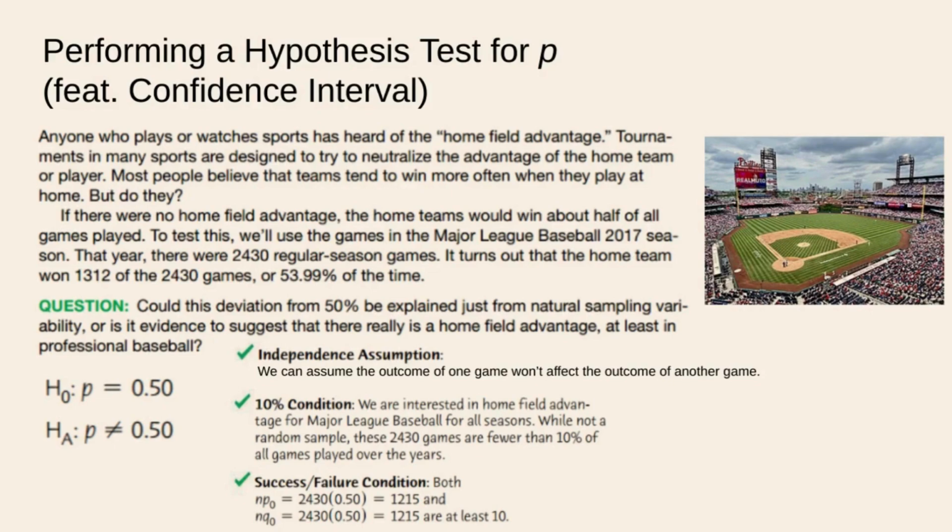So, success/fail condition. We need to check n times p naught and n times q naught to see if we can expect at least 10 successes and 10 fails. If we have n p naught, that would be a sample size of 2,430 times 50%. That's the number in our hypotheses, p naught or p sub 0. And that would be 1,215. Same deal with n times q naught. That would be 1,215. That is, of course, greater than 10.